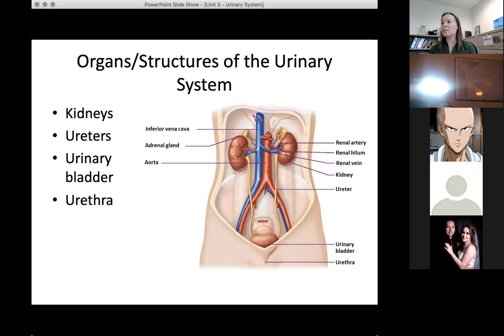So these layers are listed from outer to inner. The renal fascia is the outer layer. And it's just really dense connective tissue that holds the kidneys in their place. They attach the kidneys to the back body wall. So it helps to keep the kidneys anchored in their location.